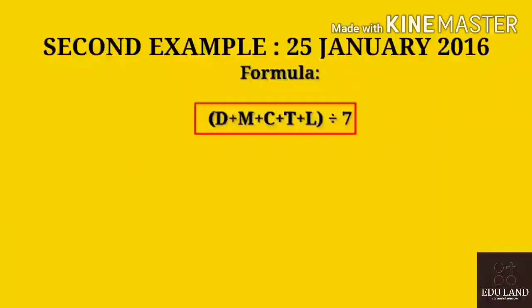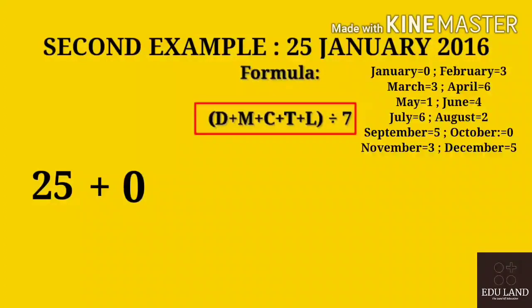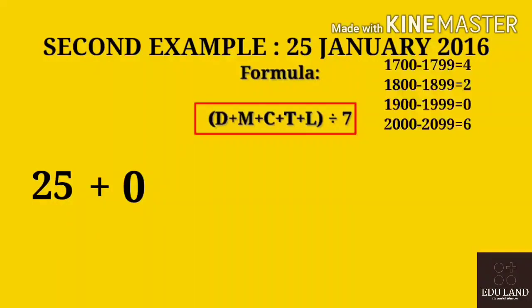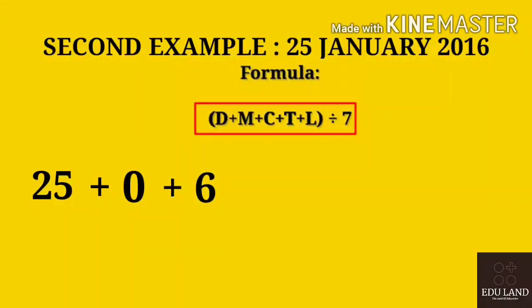Now the second example we have here is 25 January 2016. This is a tricky question, so let's solve it. Firstly, we will put the value 25, as we know that 25 is a date over here. Now we will put the value 0 because the month code for January is 0. Now we'll put the value 6 because century code for all the years between 2000 and 2099 is 6. Now we will put the value 16 because the last two digits of the year 2016 is 16.